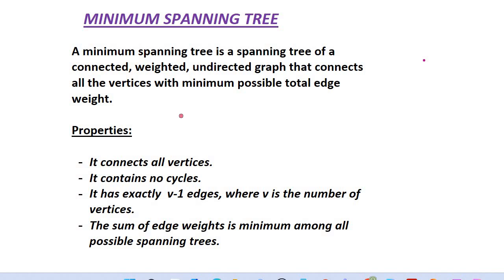Hello everyone, in this video I am going to explain minimum spanning tree and Kruskal's algorithm. Before going to Kruskal's algorithm, let us know what is meant by minimum spanning tree.